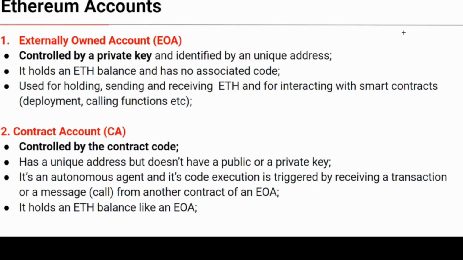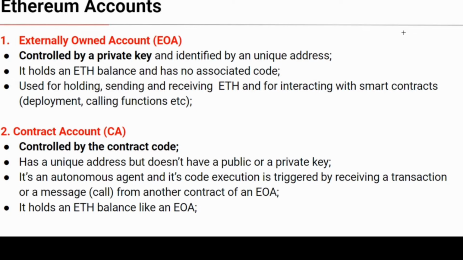The ones that we have been creating in the previous videos, in MetaMask or in any private wallet you download, are all called externally owned accounts. Those accounts are controlled by a private key and are identified by a unique address. They hold an Ethereum balance and have no associated code. They are used for holding, sending, and receiving Ethereum, and for interacting with smart contracts, like deploying them and calling functions on them.